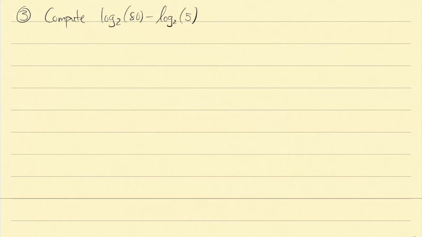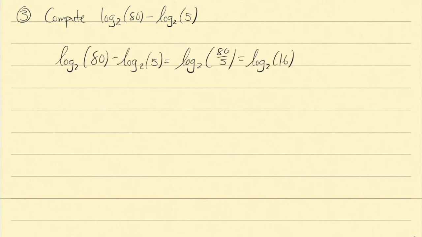For this one, if I want to compute log base 2 of 80 minus log base 2 of 5, I can combine this as log base 2 of 80 divided by 5. Since 80 divided by 5 is 16, and 16 is 2 to the 4th, log base 2 of 80 minus log base 2 of 5 is simply 4.